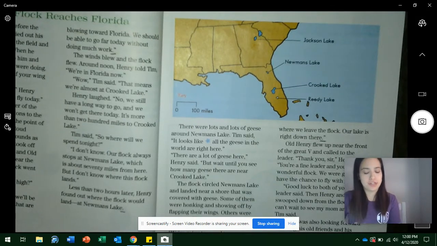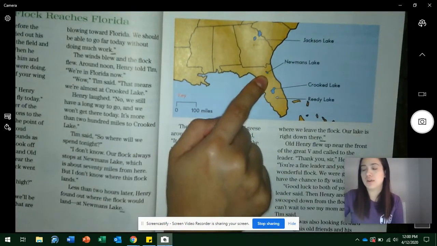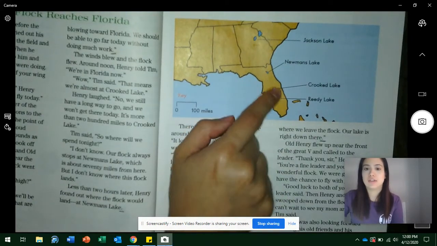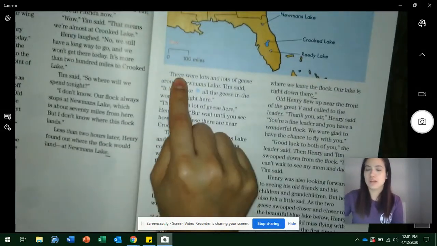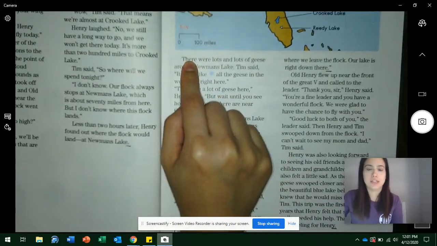Yeah, about 300 miles. So you can see where Crooked Lake is. It's a dark blue lake that is about 120 miles south of Newman's Lake. So this is where they're going to land, and this is their destination, where they want to arrive. Ready? Let's continue reading. Right here. You're following along and listening.